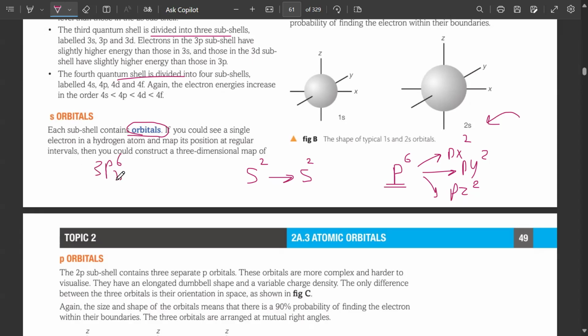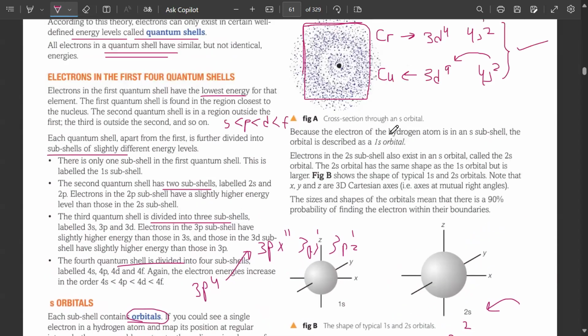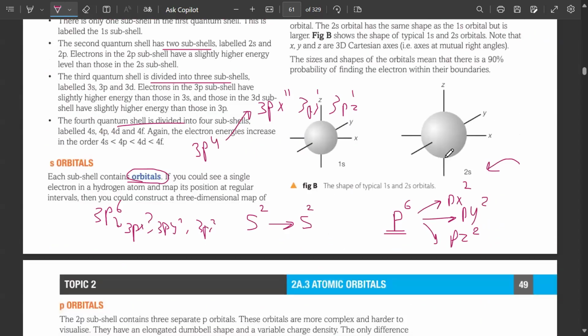If you want to make it long, write it like this: 3px2, 3py2, 3pz2. What if it was 3p4? 3px, 3py, 3pz: first, you always have to give all of them one electron and then start again, so that they are equally shared. Got it? The shape of the s orbital is always spherical.